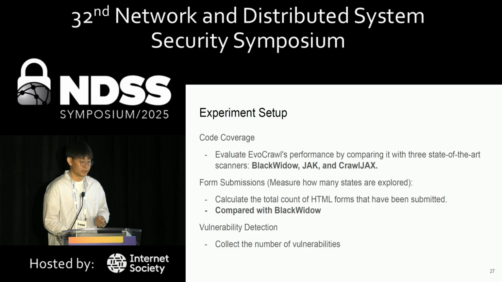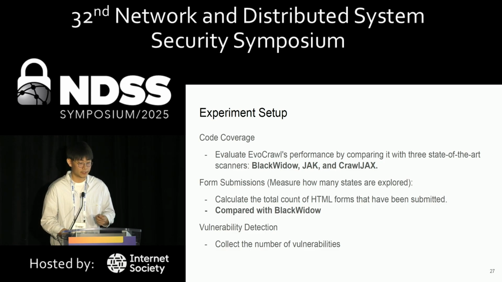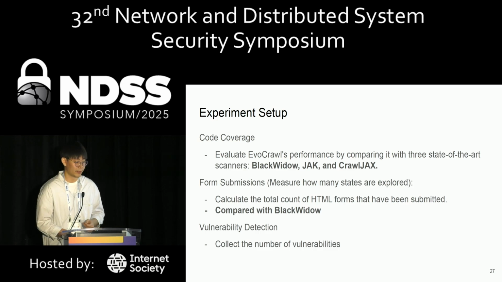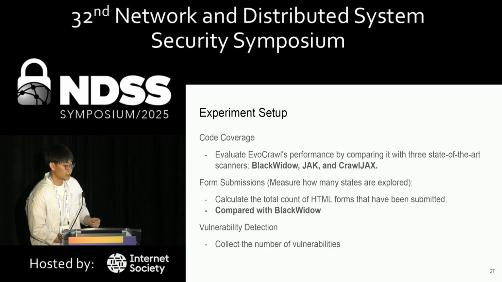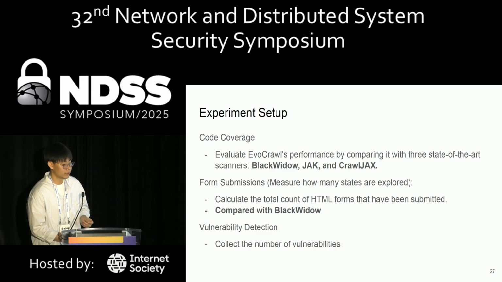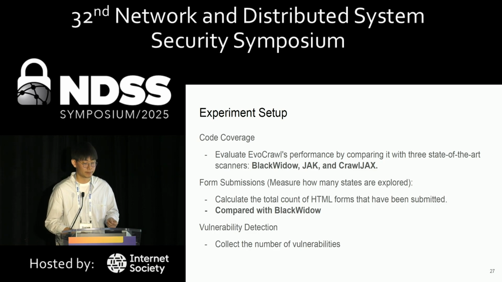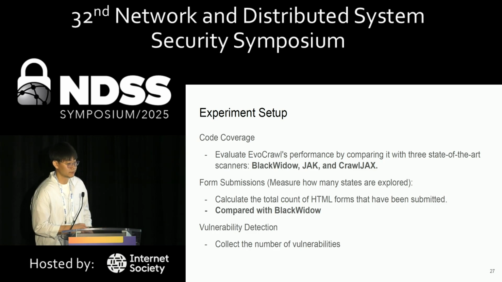So to evaluate it, we measured 3 different metrics. The first one is code coverage. The second one is form submission. And finally, we measured the vulnerability detection ability. For code coverage, we compare EvoCrawl with Black Widow, Jaek, and CrawlJax. And for form submission, we compare EvoCrawl with Black Widow. Finally, we collect the number of vulnerabilities found by EvoCrawl.